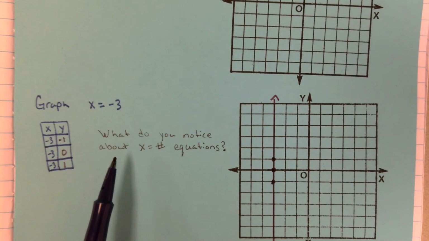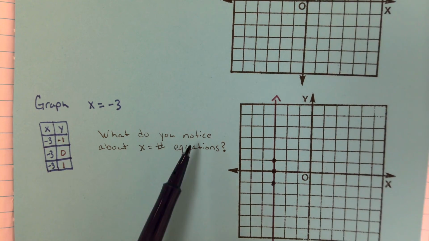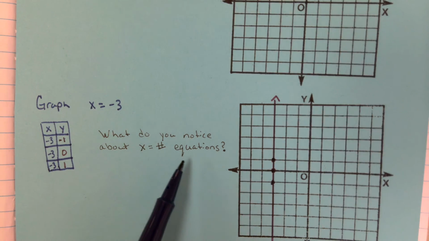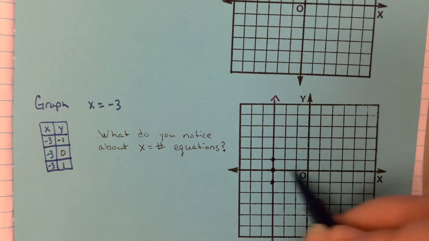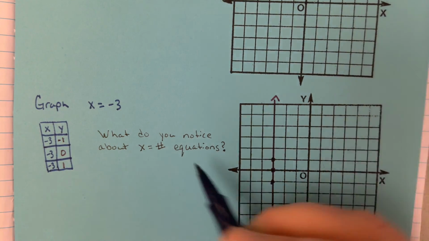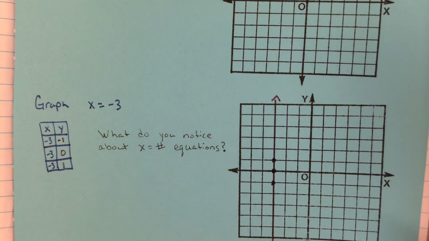All right. So now I want you to tell me, what do you notice about your x equals some number equations? So there's my x-axis right here. The equation is x equals -3.